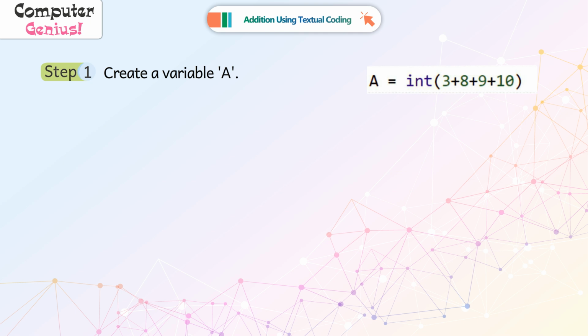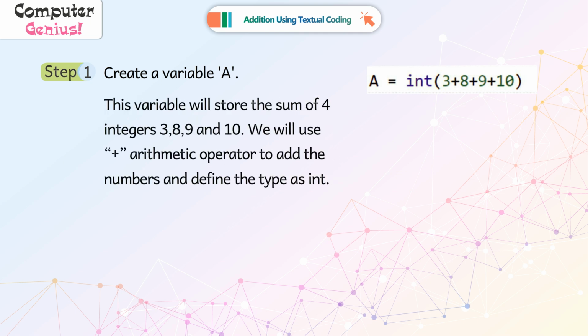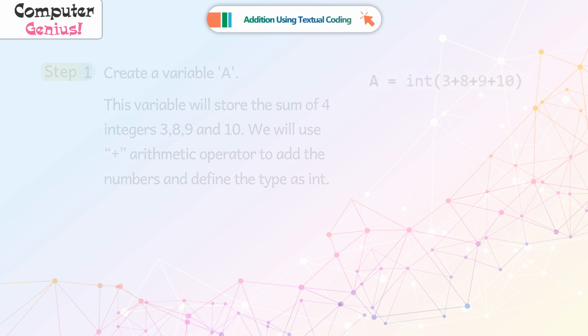Step 1. Create a variable a. This variable will store the sum of 4 integers: 3, 8, 9 and 10. We will use the addition arithmetic operator to add the numbers and define the type as int. a = int(3 + 8 + 9 + 10).